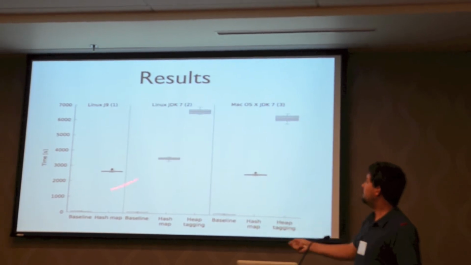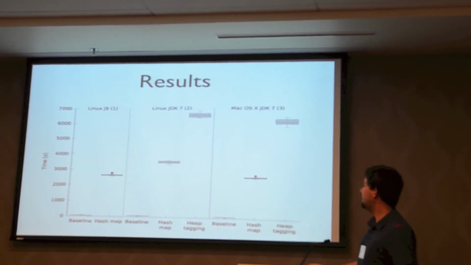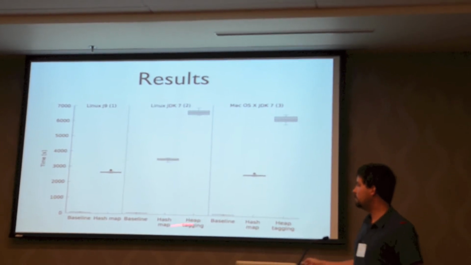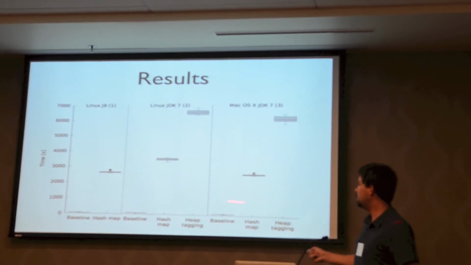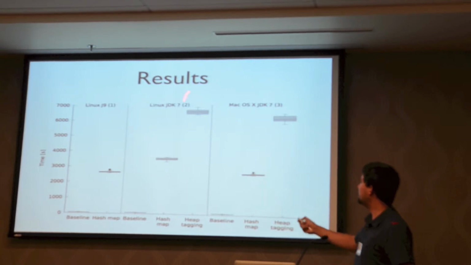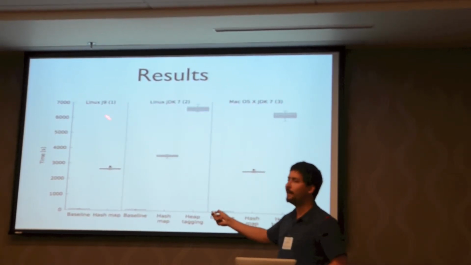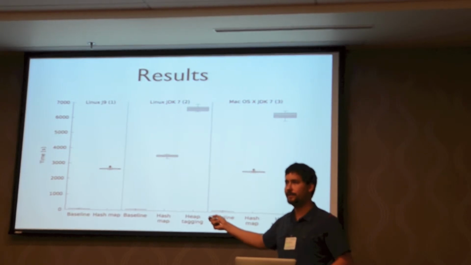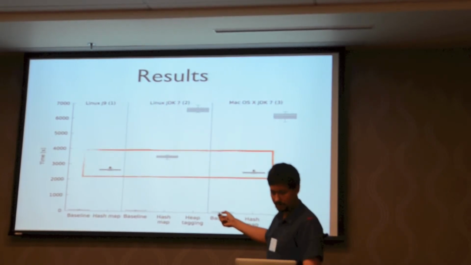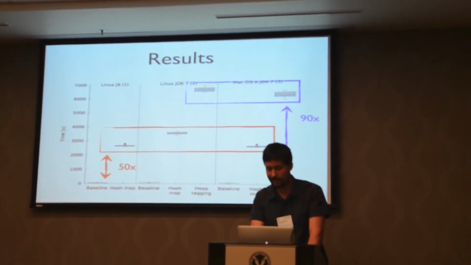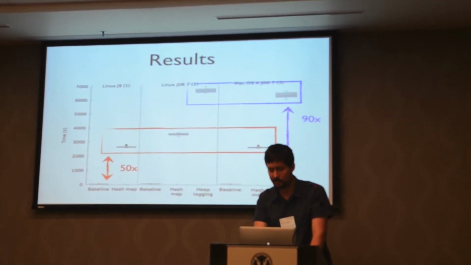Now the results are the following. These are three different environments. The baseline time is the uninstrumented DaCapo benchmark run. And these are the times for the hash map approach, and these are the times for the heap tagging approach. You will notice that this is the J9 virtual machine, meaning there is no heap tagging. So the slowdown is 50 times with the hash map, 90 times with heap tagging. Now this overhead looks quite huge.